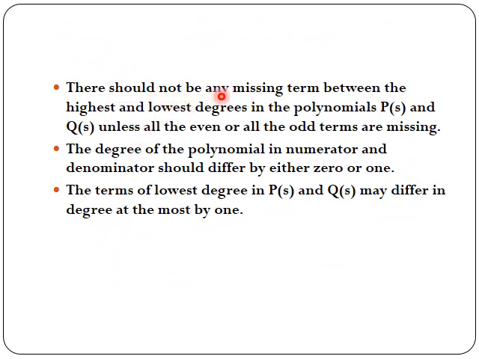There should not be any missing term between the highest and lowest degrees in the polynomials, unless all the even or all the odd terms are missing. The degrees of the polynomials in numerator and denominator should differ by either 0 or 1. The terms of lowest degree in PS and QS may differ in degree by at most 1. So these are a few of the necessary conditions for driving point functions.